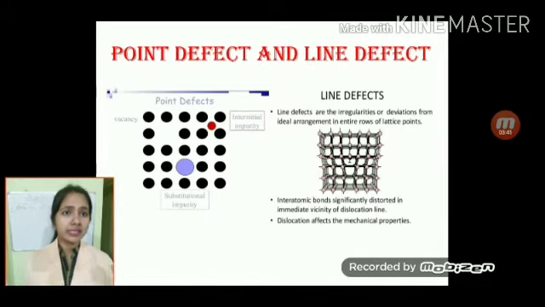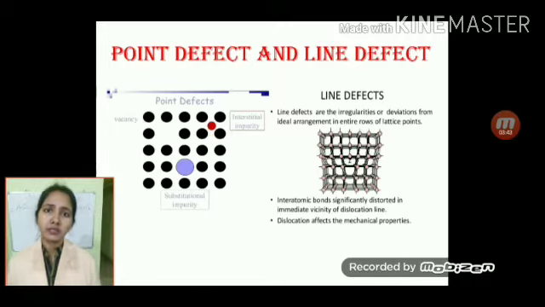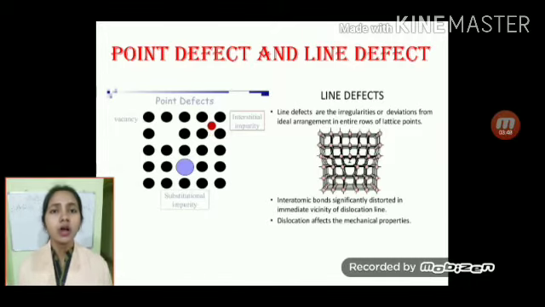In the same way, the line defect is the one in which an imperfection or deviation occurs from the ideal arrangement in the entire row of the lattice points. You can see here in this picture, right? The entire row is getting disturbed. And this type of imperfection which occurs along the entire row of the crystalline lattice, we call it a line defect.